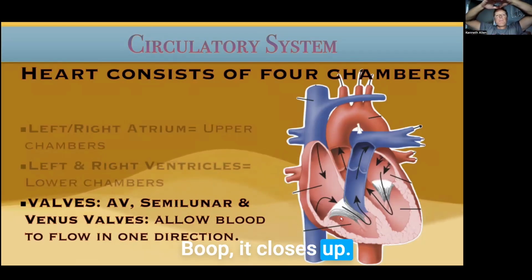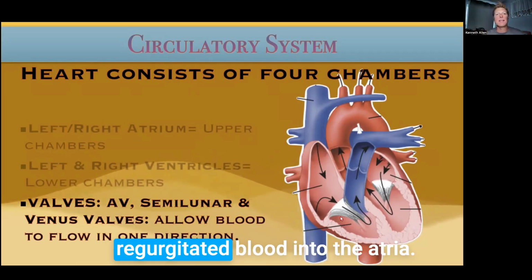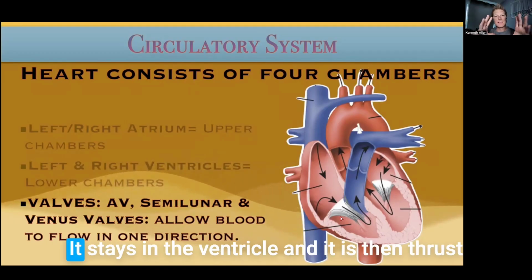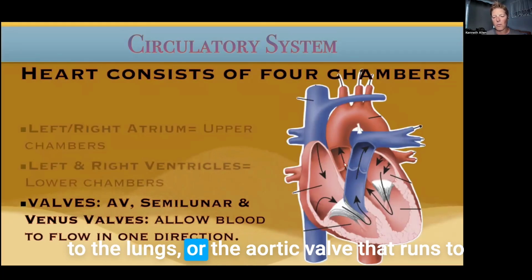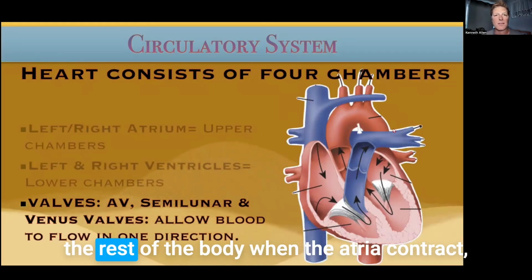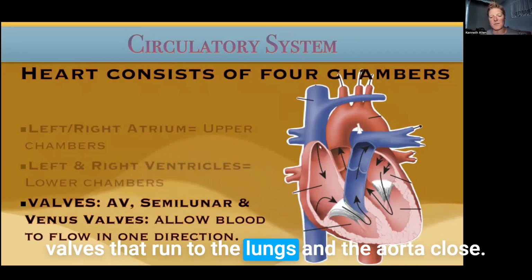Boop, it closes up. There's nobody getting back up. We're not getting any regurgitated blood into the atria. It stays in the ventricle, and it is then thrust out the semilunar valves, the valves that run to the lungs, or the aortic valve that runs to the rest of the body.